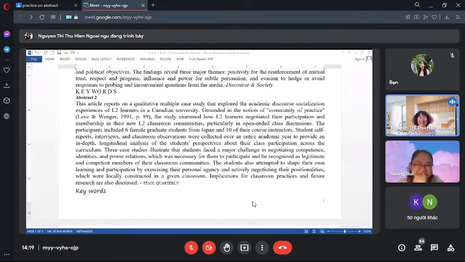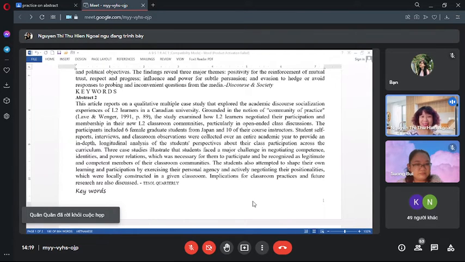Yeah, thank you. So here you can see the word reports. For example, this article reports, and the word reports is in the present tense, right? And in the second sentence, you can see the study examined. So it tells the readers what you have already done. So that is the reason why you have to use the past tense here, examined, okay? And the participants included. So that's what you did already. So just use the past tense here.